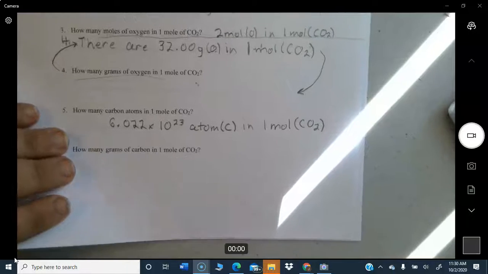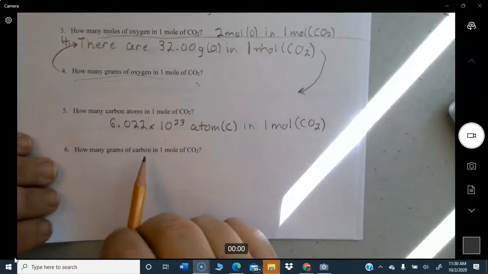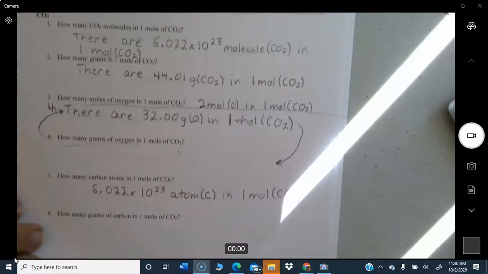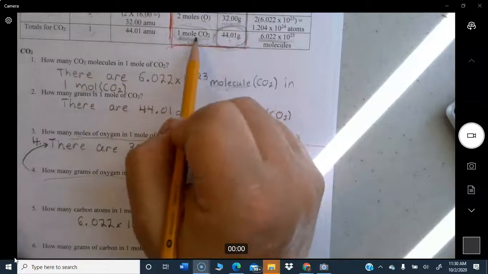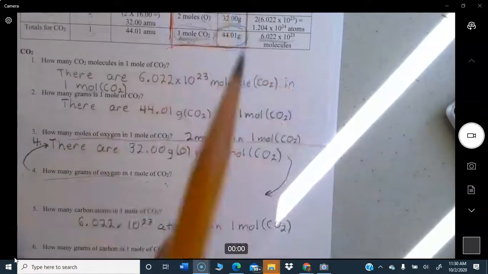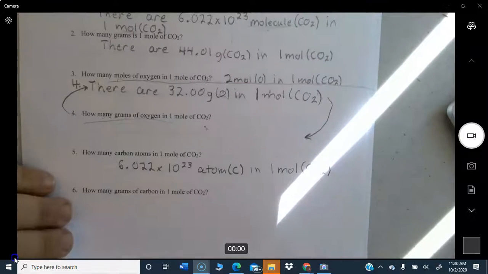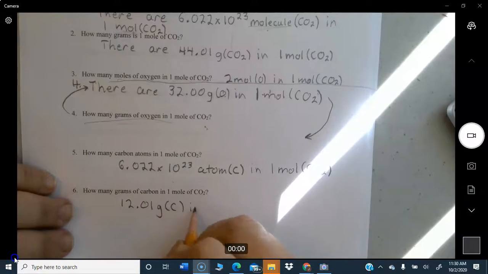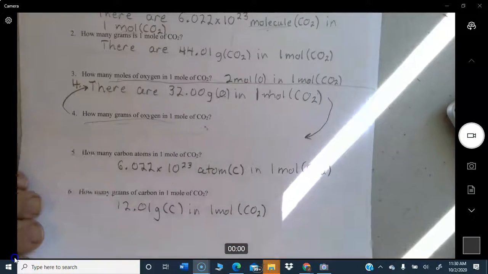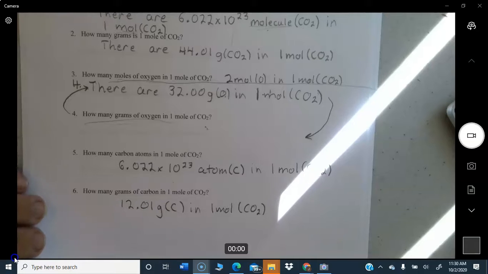Okay, there we go. And finally, how many grams of carbon in 1 mole of CO2? There it is right there. This is 1 mole, requires 12.01 grams of carbon. Okay, there you go. That's everything for that. And this answer, of course, comes down here again.